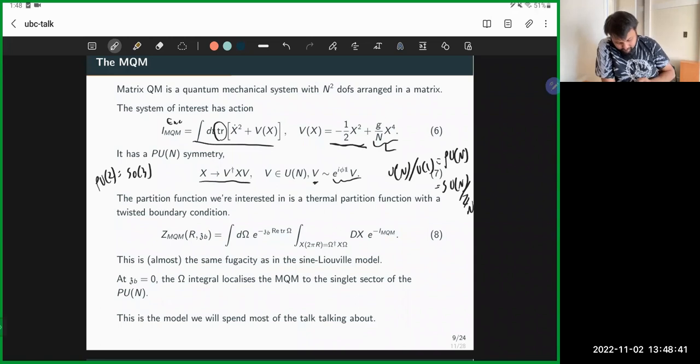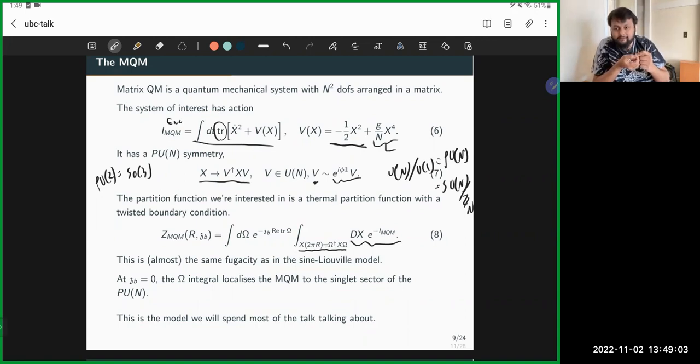The partition function we're interested in is a thermal partition function, but with some funny stuff in it. So here you have the usual path integral you'd expect for the action I wrote down. But here you have a boundary condition which says that x around the thermal circle doesn't come back to itself, but comes back to itself with a conjugation.